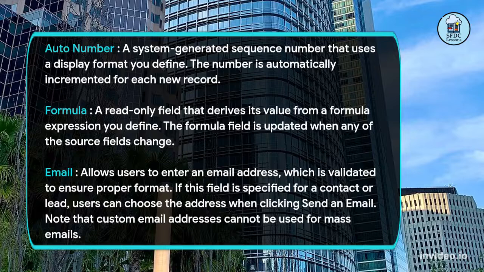Formula, a read-only field that derives its value from a formula expression you define. The formula field is updated when any of the source fields change. Email, allows users to enter an email address, which is validated to ensure proper format. If this field is specified for a contact or lead, users can choose the address when clicking send an email. Note that custom email addresses cannot be used for mass emails.